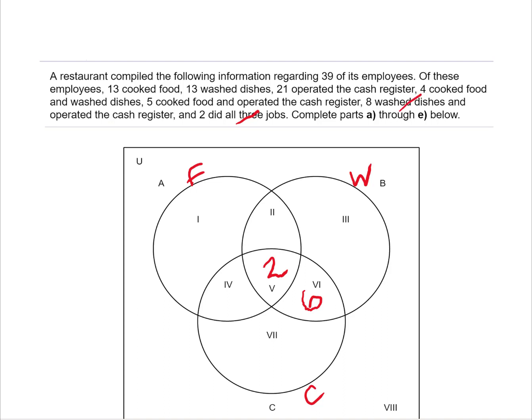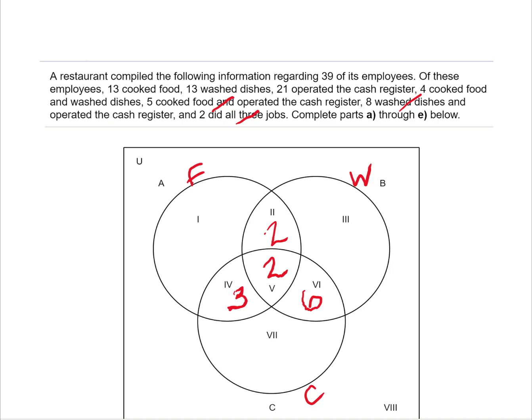And then I'm going to go to the next number, which is 5, which is cook food and operate the cash register, which is going to be these 2 sets here. I've already got a 2 in there, so if I subtract the 2 from the 5, I'm going to put a 3 here into region 4. So 3 people cook food and operate the cash register, but don't wash dishes. And so I've used the 5. I'm going to cross that out. And then I've got 4 cook food and wash dishes, which is going to be regions 2 and 5, but I've already got a 2 there, so I'm going to put a 2 in here.